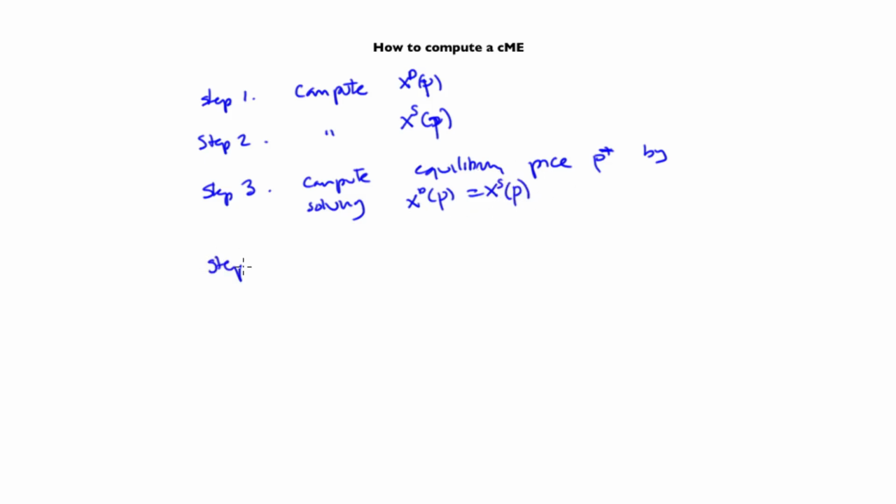And finally, step four, sometimes we need it, sometimes we don't. So if needed, you can characterize or compute the equilibrium allocation, alpha star. How do you do that? Once you know the market prices, you can go back to the individual demand and supply functions to characterize how much is consumed by every consumer or produced by every firm.